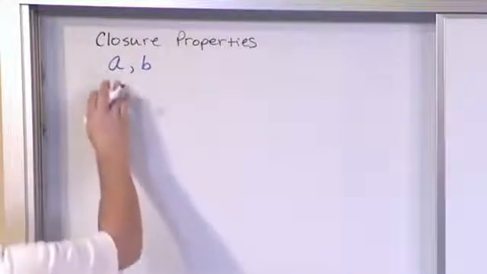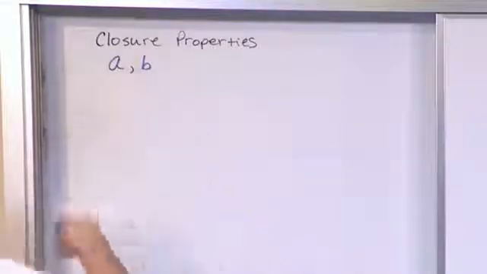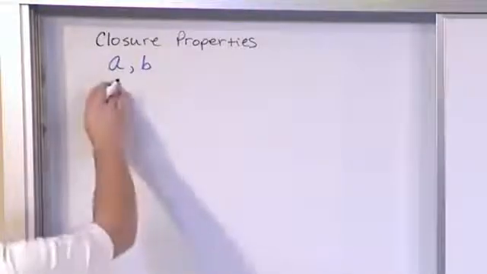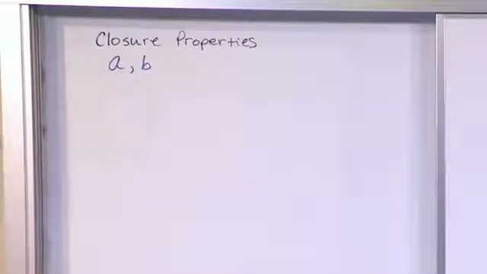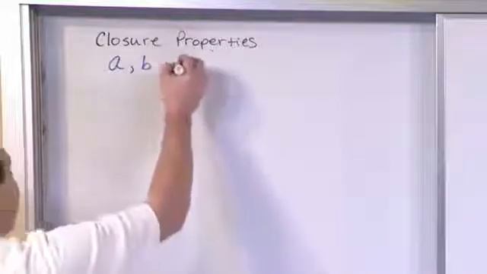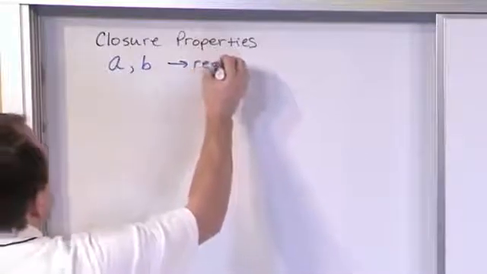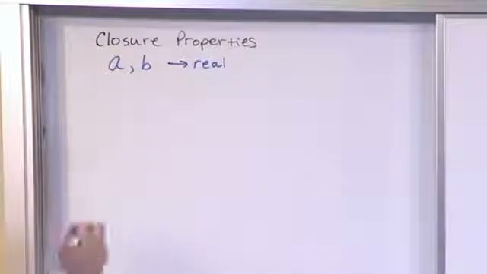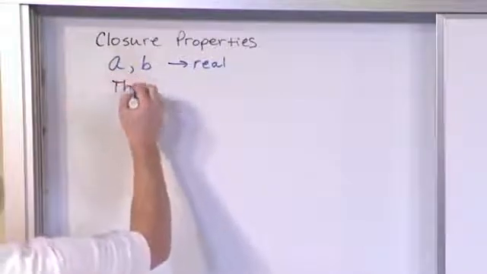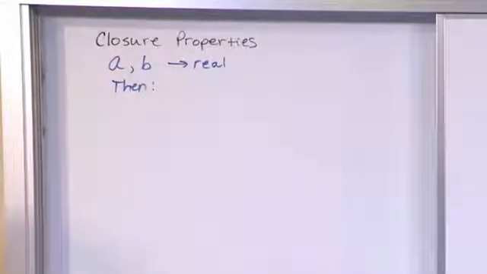A and B could be positive 1. B could be negative 1/9. A could be 3.2. B could be negative 0.5. It doesn't matter, but they're two numbers that are real. So we'll just say that A and B are real numbers. Then, if A and B are real, the closure properties state the following.